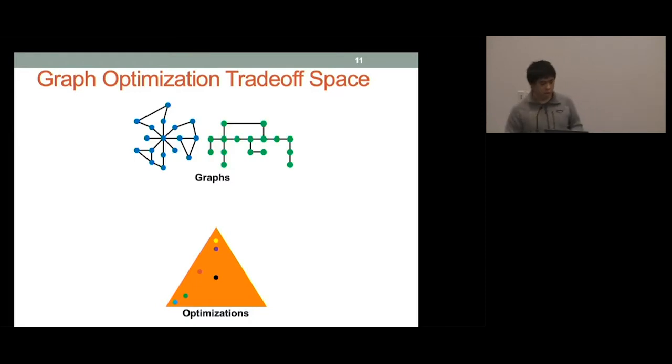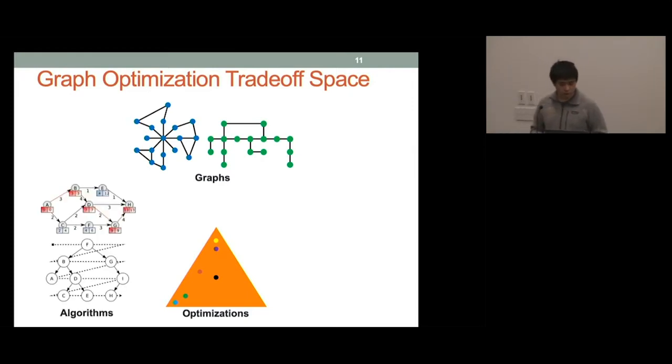So as I said, the best set of optimizations will depend on the type of graph that you're targeting, whether it's a social network with a power law degree distribution, or whether it's a road network where the degrees are relatively constant, but you have a very large diameter. It also depends on the type of algorithm that you're trying to implement, whether it's a PageRank-like algorithm where you're traversing all of the vertices and edges on every iteration, or if it's more like a breadth-first search where you're only looking at a small part of the graph on every iteration.